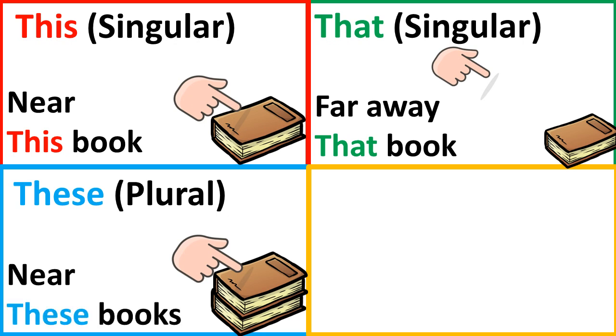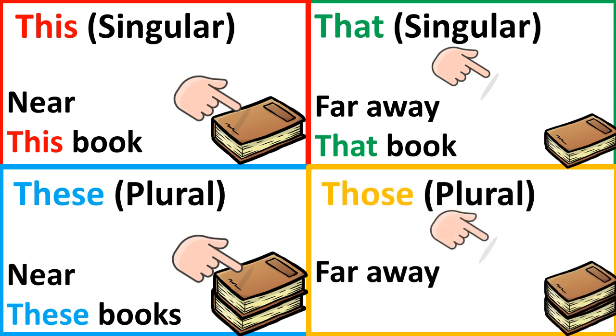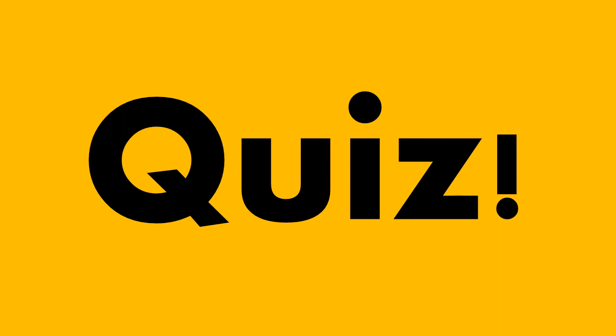These are plural for things that are near. These books. You have to add an S at the end because it's plural. Don't forget it. Those are plural also for faraway things. Those books. It's time for a quiz.